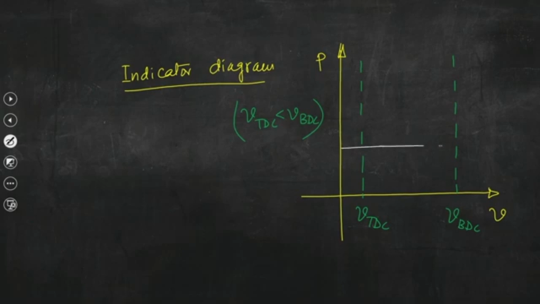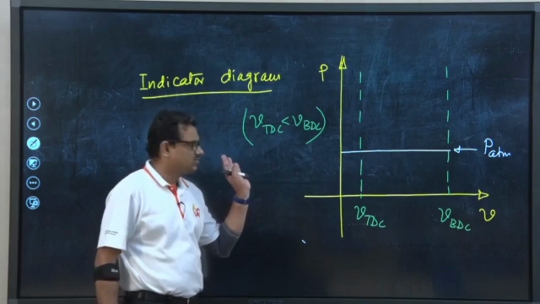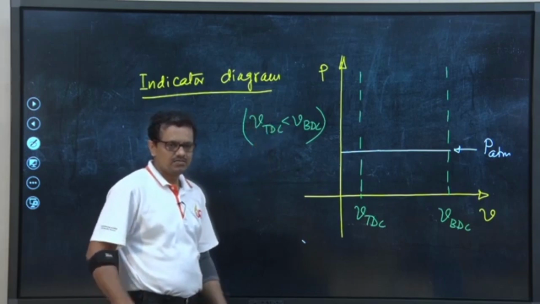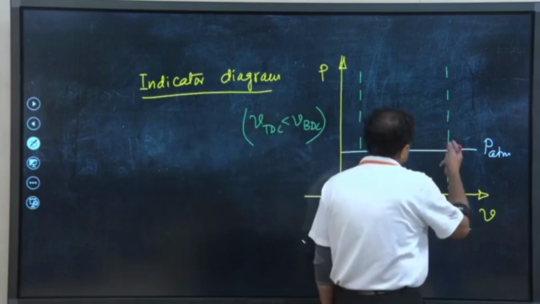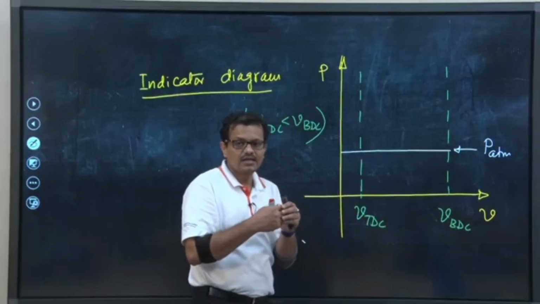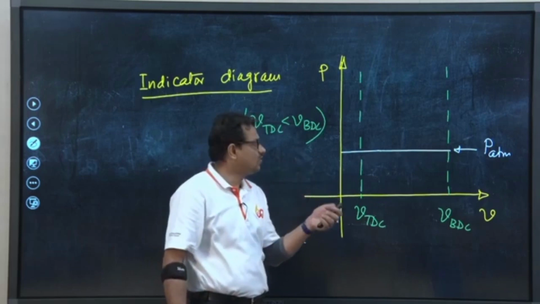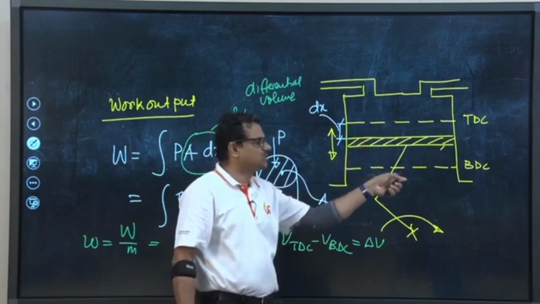So, this is PATM, the atmospheric pressure. All valves are now closed. This is the atmospheric pressure outside the engine cylinder. What we do? We are bringing the piston from TDC to BDC. So, if we go back to this diagram, we will be bringing the piston from TDC to BDC.